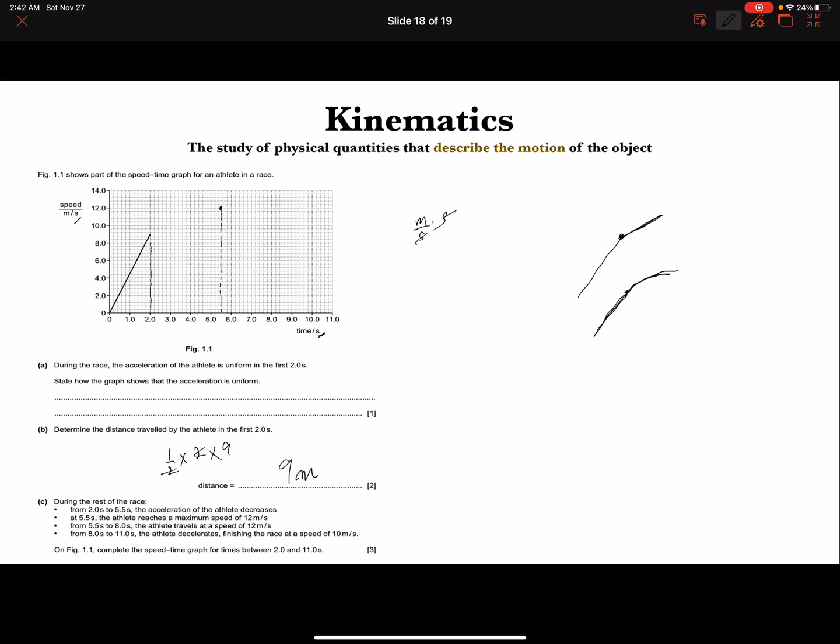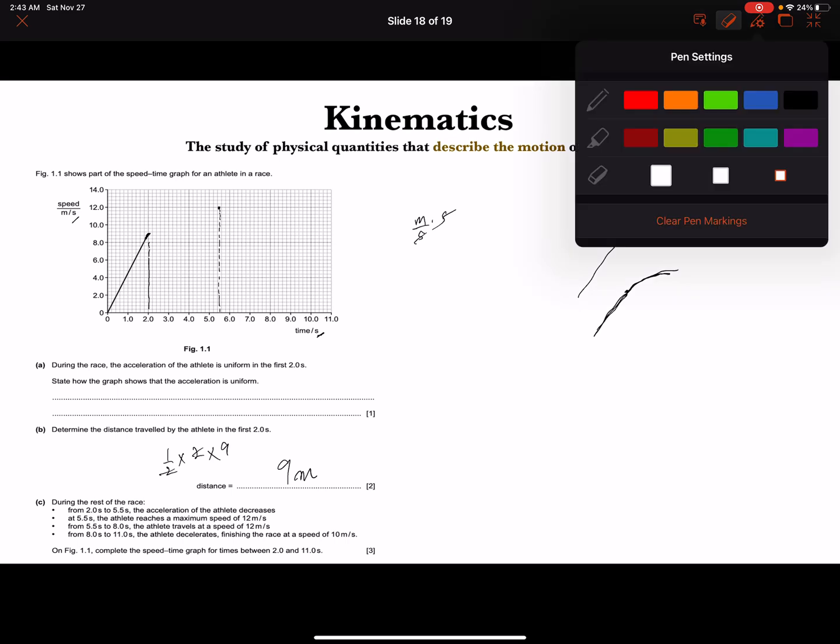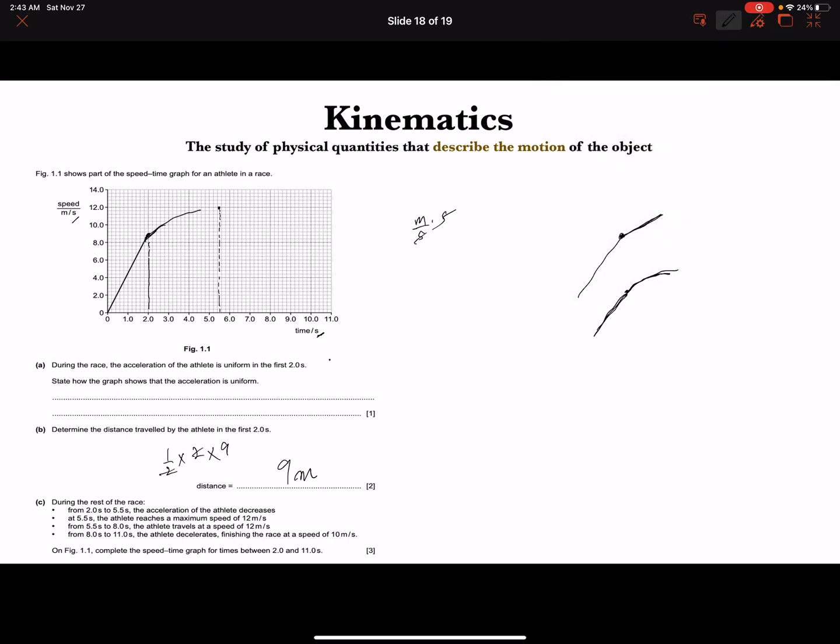All right, from 5.5 seconds to 8 seconds. So that means it reaches a maximum of 12 meters per second. I'm assuming he was not constantly decreasing, so we'll draw the curve such that the acceleration starts to decrease and it reaches a maximum. All right, something like this. And from 5.5 to 8 seconds, the athlete travels at a speed of 12 meters per second. So till 8 seconds, I'm at a constant speed. I just stay at 12.